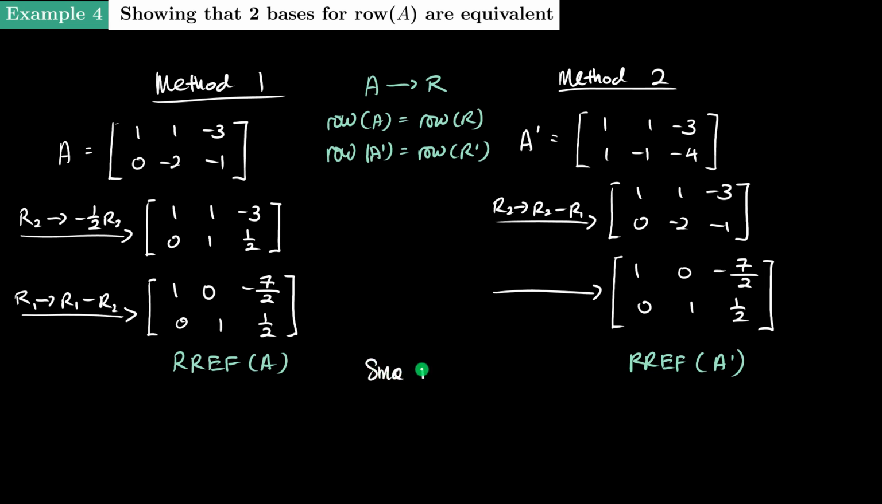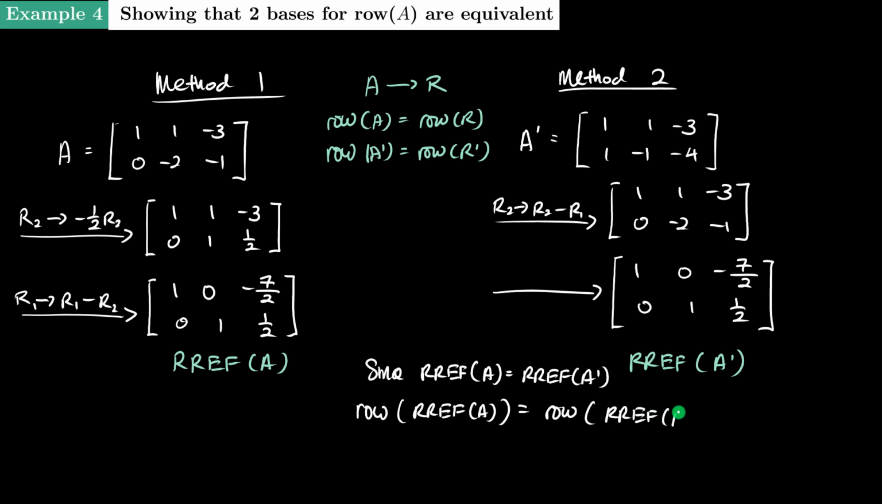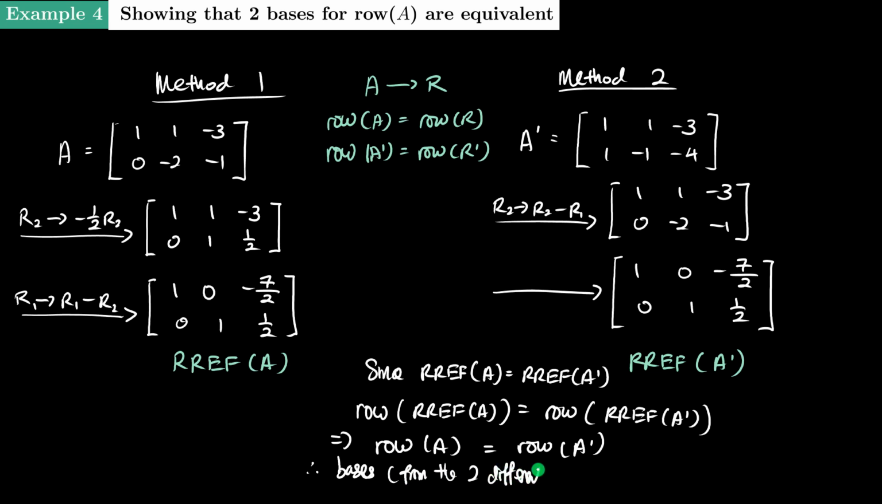Now, since the RREF of matrix A is equal to the RREF of matrix A prime, therefore the row space of this RREF of A is also equal to the row space of this RREF of matrix A prime, which means that from a previous theorem, the row space of A is equal to the row space of A prime. Therefore, we conclude that the bases from the two different methods span the same row space.